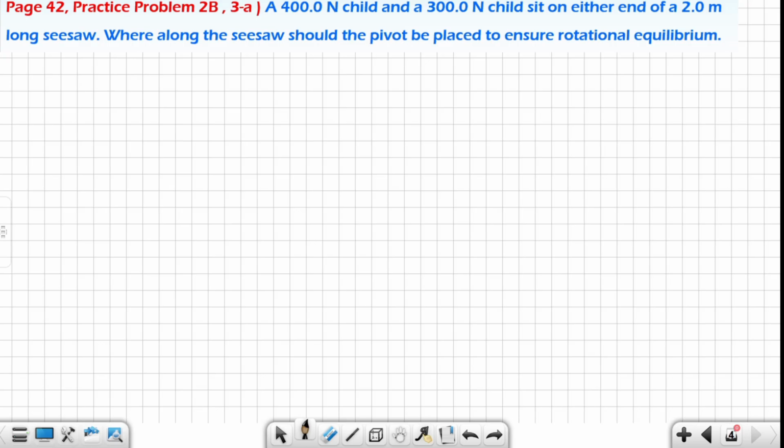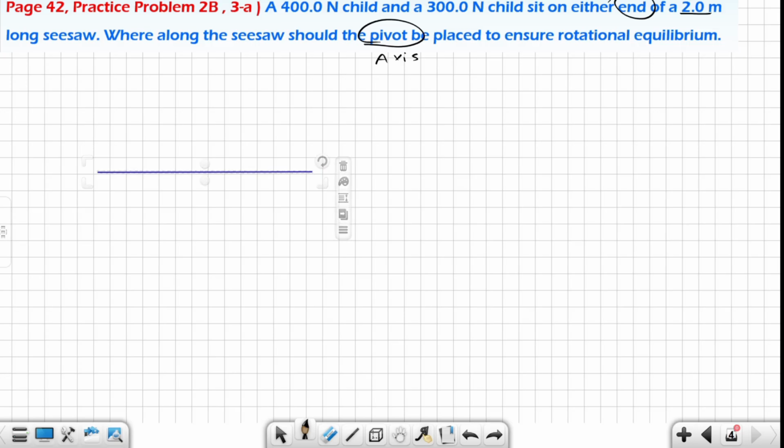Another type of question in section 2 for equilibrium is the seesaw question. It says a 400 Newton child and a 300 Newton child sit on either end. This is important. The forces which are downward, because they are gravitational force, will be drawn at the ends of the seesaw, which is 2 meters long. Where along the seesaw should the pivot be placed to ensure rotational equilibrium? Pivot means the axis of rotation. So where should the axis be?